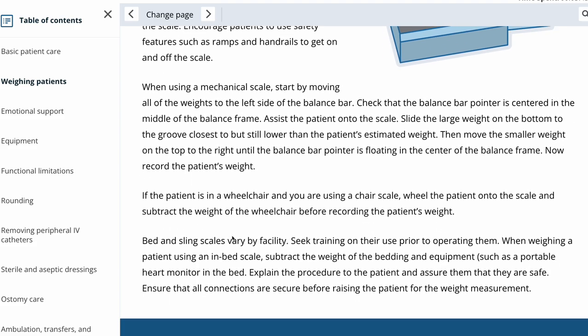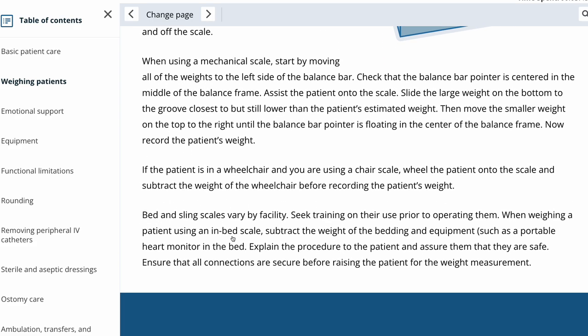When using a mechanical scale, you start by moving all the weights to the left side. Just like the scale we have in here, all the weights go to the left side, and then you get the patient on the scale and you slowly move the large one over groove by groove, and then you do the smaller one.